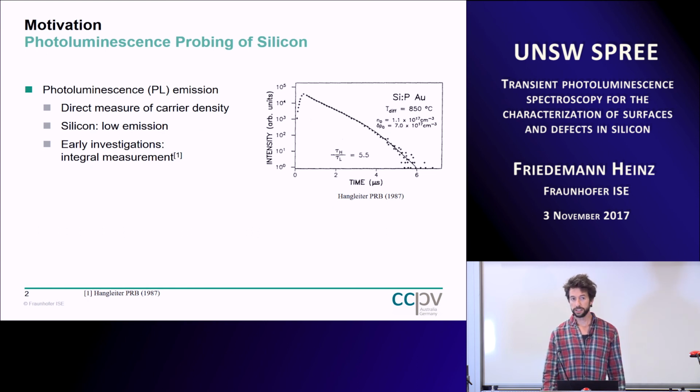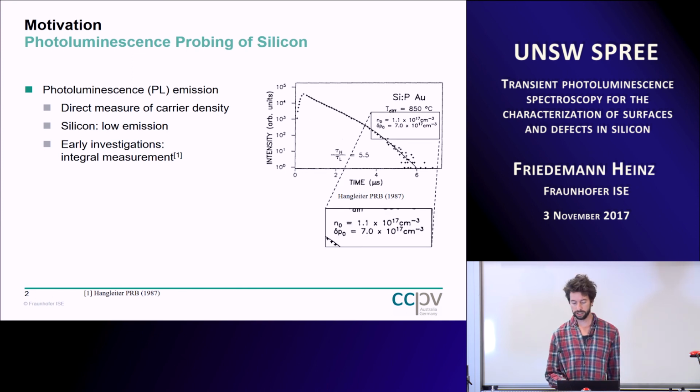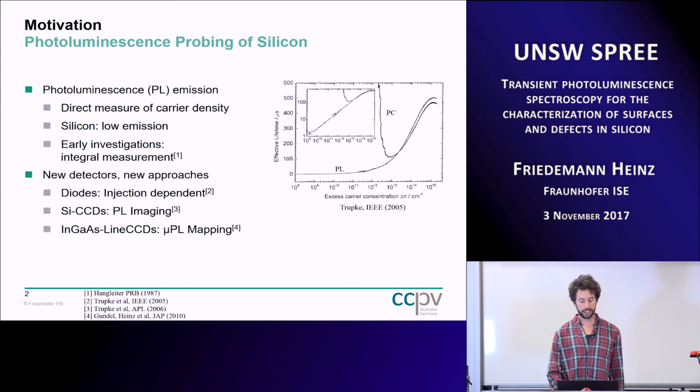Yet there were early investigations, for example in the 80s, where Hangleiter measured the transient decay of the charge carrier density using a photomultiplier. This measurement already looks quite nice, but as you can see, quite high injection densities, 10 to the 17th, were required to obtain a sufficient signal-to-noise ratio. And this is not always easy to interpret. Yet there were new detectors and new approaches, especially here at UNSW, a lot of development by Trupke, who, for example, used simple silicon diodes, which are rather old, but still for measurement it was not easy, or InGaAs diodes, which came up lately to measure the injection-dependent charge carrier lifetime.